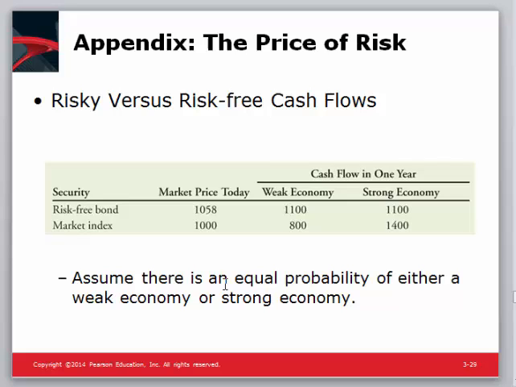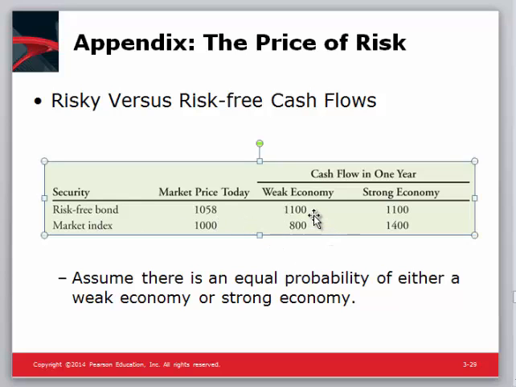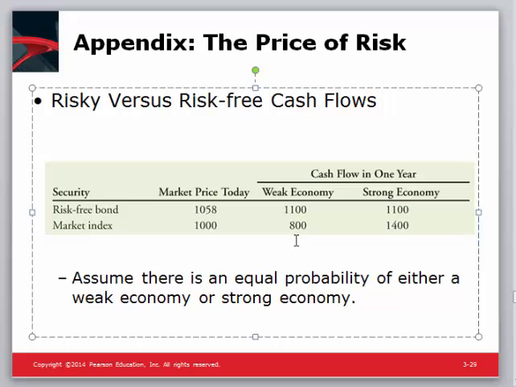This actually comes from part of the appendix, right? So if we assume that there's an equal probability of both a weak and a strong economy, here we have the risk-free bond costs $1,058. In both the weak and the strong economy, it'll be worth $1,100 in a year. So we know that in 1 year this risk-free bond is worth $1,100. But the stock market index could either be worth $800 or $1,400.